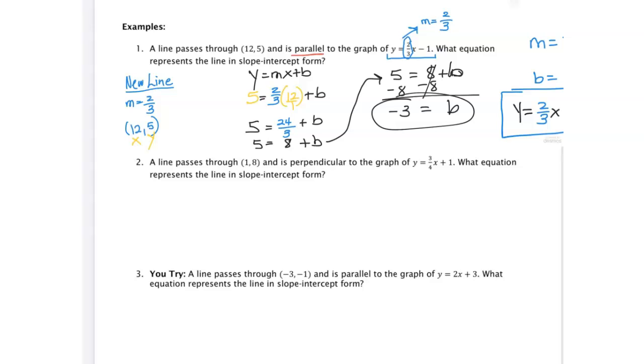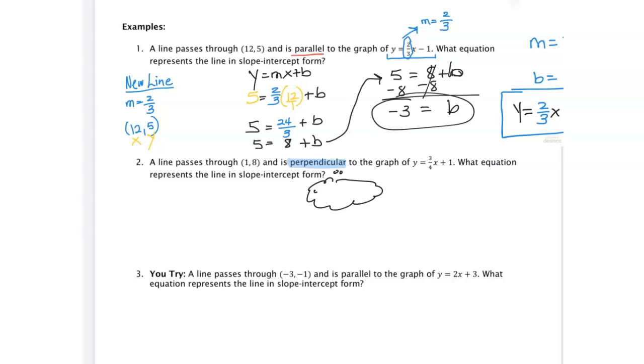Let's try out example number 2. A line passes through the point (1, 8) and is perpendicular to the graph of y equals 3/4 x plus 1. What equation represents the line in slope-intercept form? So first thing we should do is identify the key word in this problem, which will be perpendicular. Think about what perpendicular represents, or what do we know about perpendicular lines?